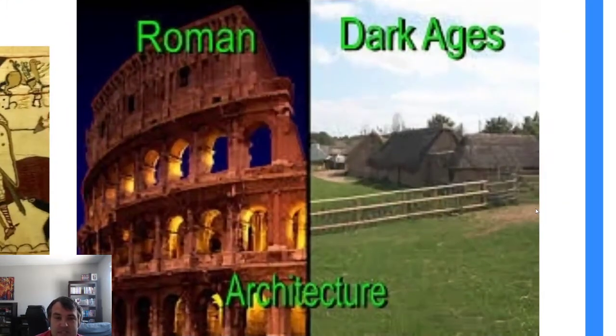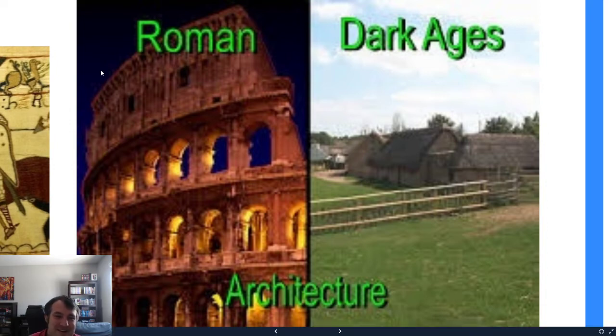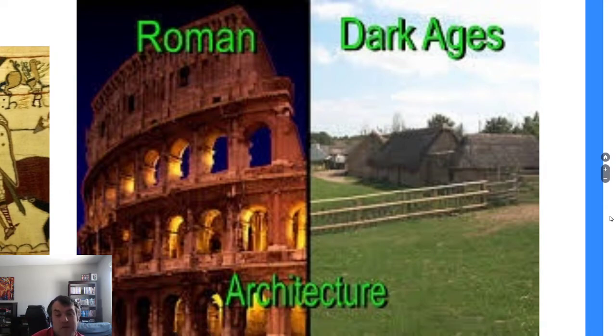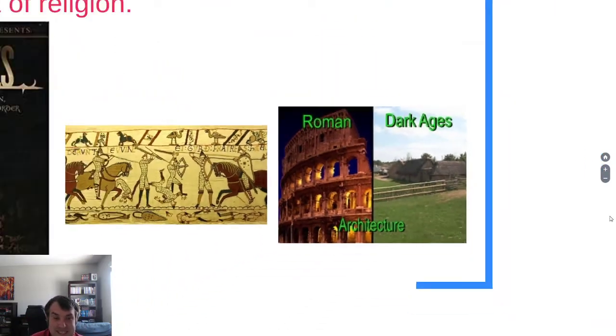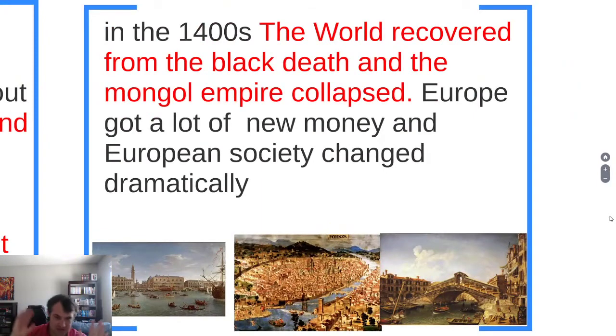Let's get into it. So yeah, the Roman architecture and the Dark Ages architecture. This is so funny because this Roman architecture was made 1,000 years before this house was made. So Europeans got dumber and society went backwards for 1,000 years. It's crazy. So this is when things start to change.